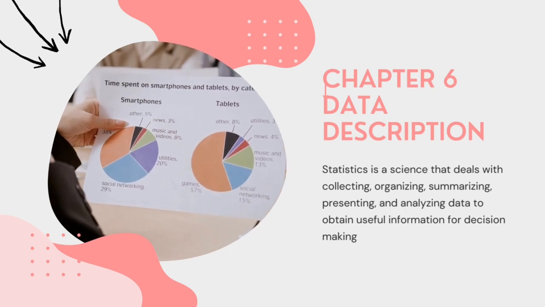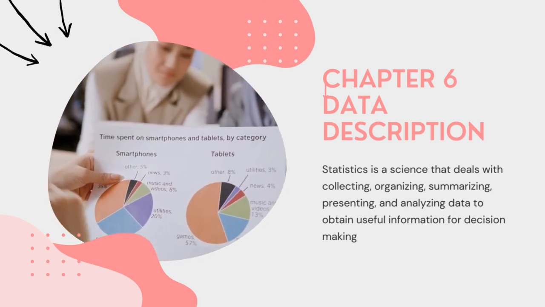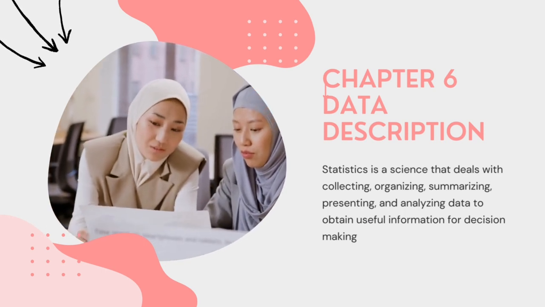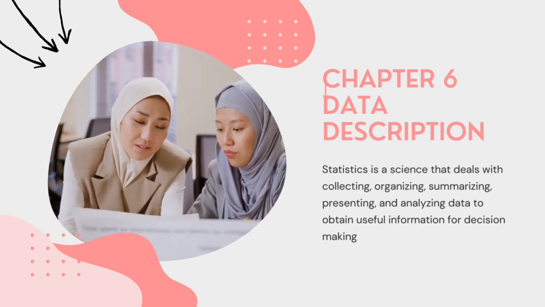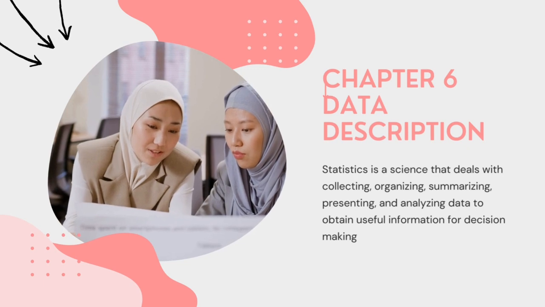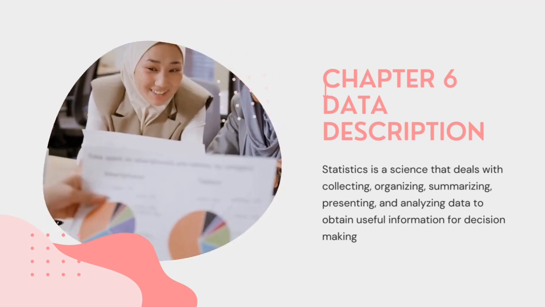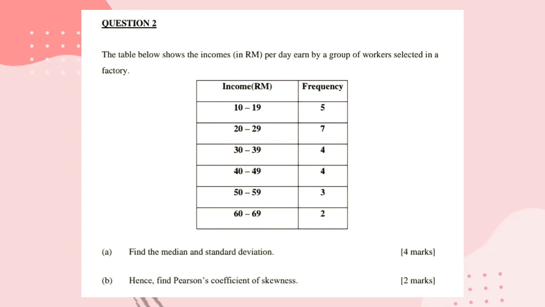Introduction for Chapter 6 Data Description. Statistics is a science that deals with collecting, organizing, summarizing, presenting, and analyzing data to obtain useful information for decision making. This is a question related to data description. Let's see how to solve it.